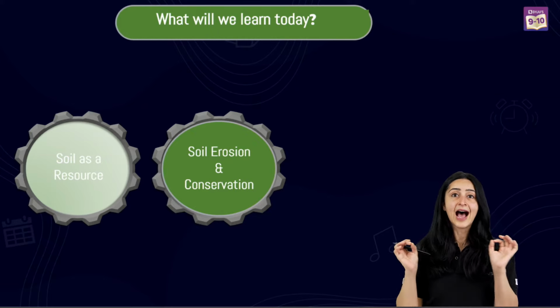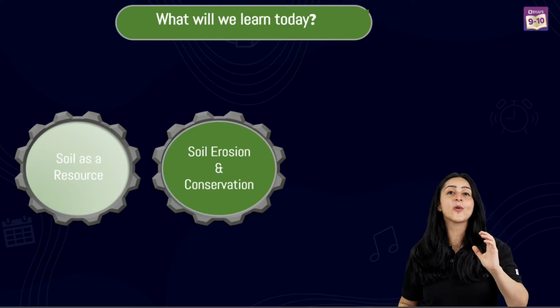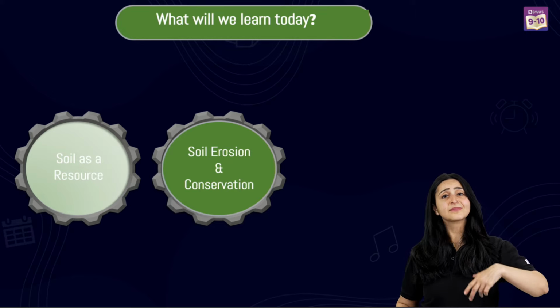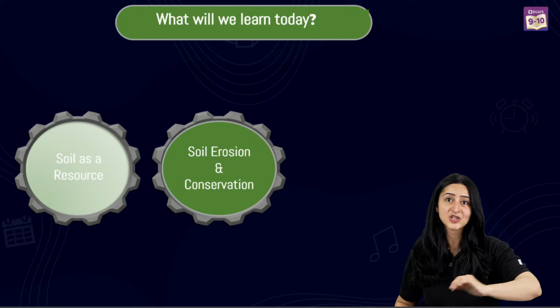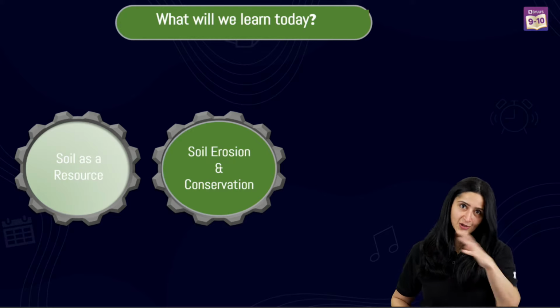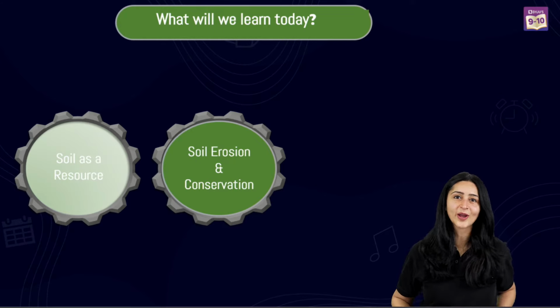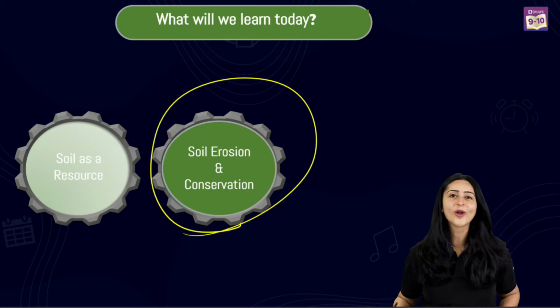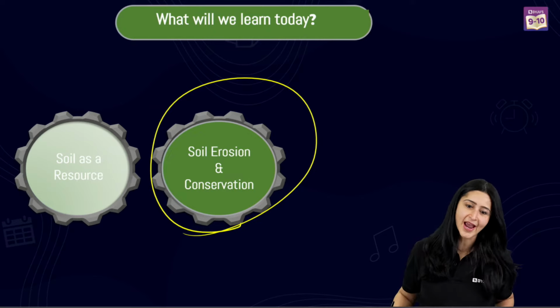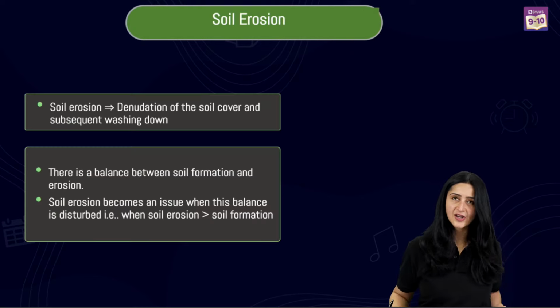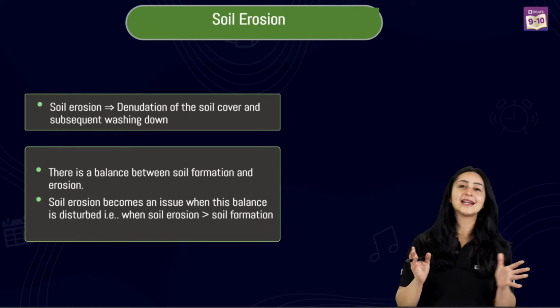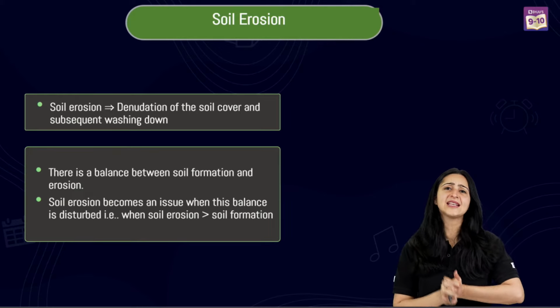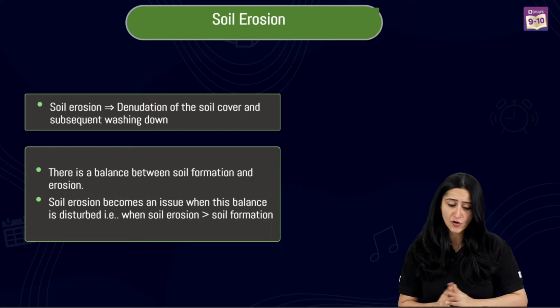Well, now this was about our resource. Now we are going to be talking about soil erosion, which is basically the loss of the top layer of soil. And we are going to be talking about soil conservation, right? Okay, so without any further ado, let us go ahead and let us understand what exactly is soil erosion.